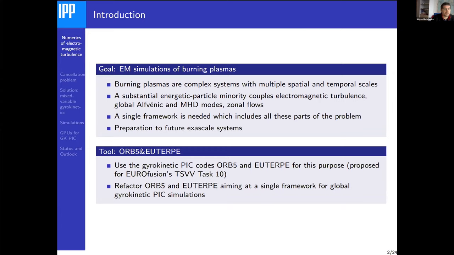Burning plasmas are complex systems with multiple spatial and temporal scales, and there will be a substantial energetic particle minority, which is going to couple electromagnetic turbulence, global Alfvén instabilities, MHD modes, and excite zonal flows, as we heard already this morning in some talks. It would be good to have a single framework which would include all these parts of this problem.